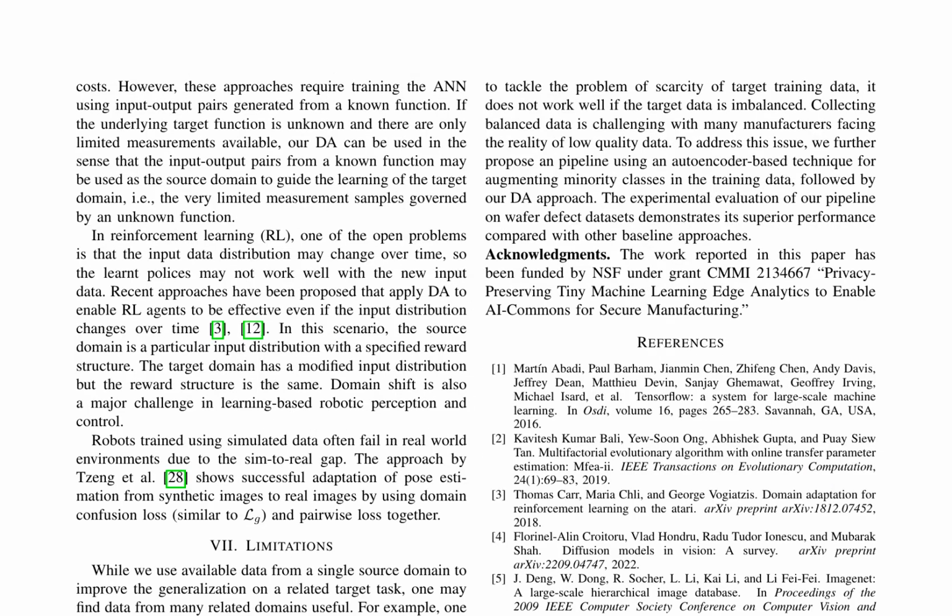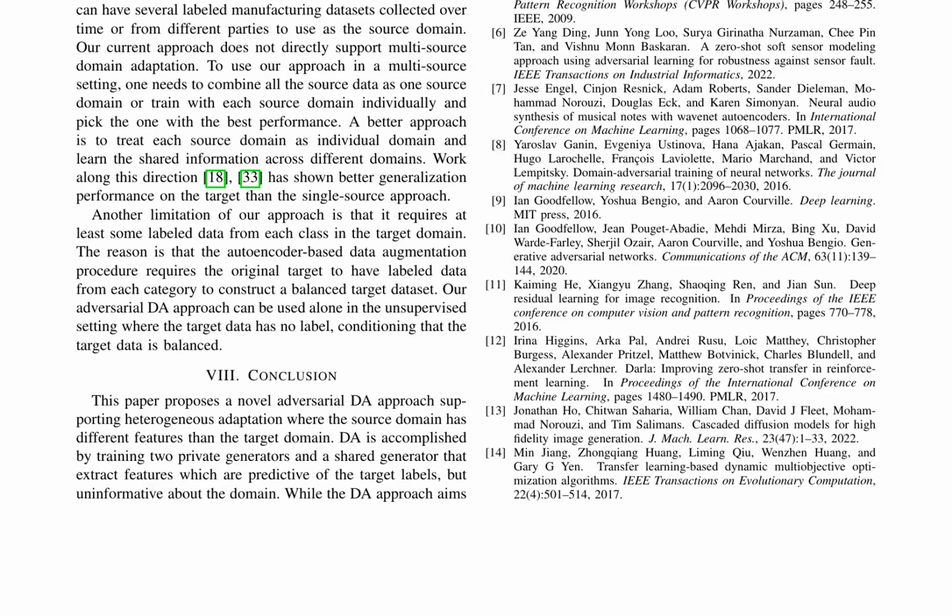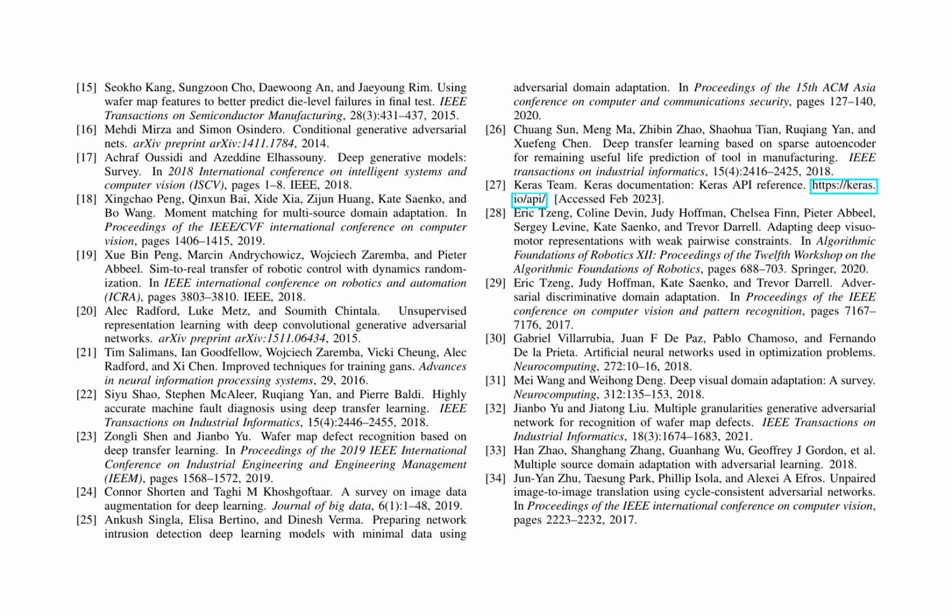The paper discusses a novel adversarial domain adaptation (DA) approach for heterogeneous adaptation, where the source domain has different features than the target domain. The DA is accomplished by training 2 private generators and a shared generator that extract features predictive of the target labels but uninformative about the domain. This approach tackles the problem of scarcity of target training data and does not work well if the target data is imbalanced. To address this, an autoencoder-based technique for augmenting minority classes is proposed, followed by the DA approach. The experimental evaluation on wafer defect datasets demonstrates superior performance compared to other baseline approaches.